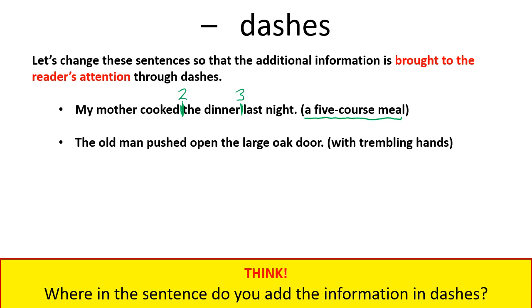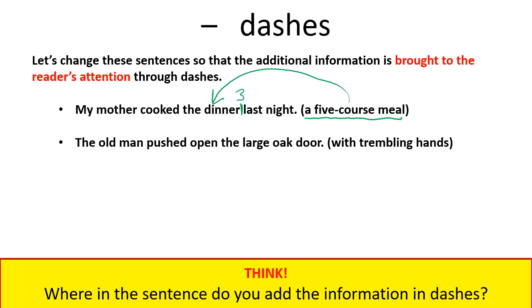Okay. How about this? My mother cooked a 5-course meal the dinner last night. Because we have the words the dinner after a 5-course meal, it doesn't sound right. No. So I don't think it would sound good in position 2. Now, a 5-course meal is describing what the dinner was. The dinner was a 5-course meal. So position 3 would be best. My mother cooked the dinner, dash, a 5-course meal, dash, last night. This is probably the best place to put it.